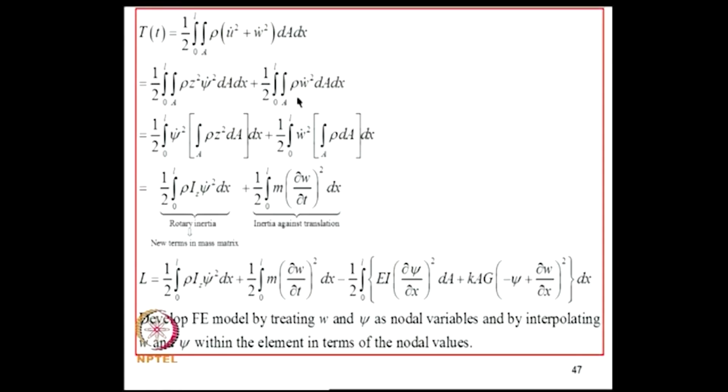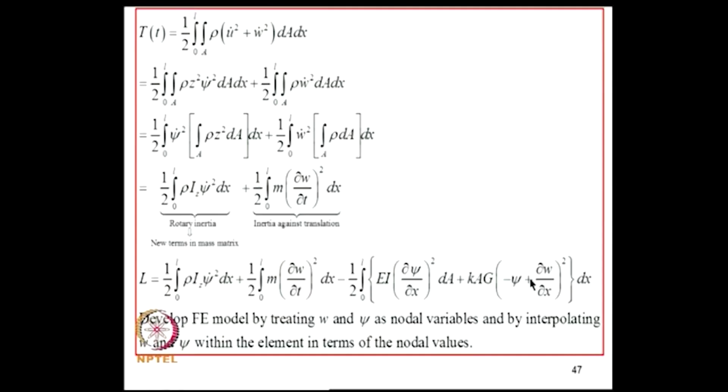Now, we will rearrange these terms and I will put the terms rho z square dA into a bracket, integral over A, and call that Iz, and rho Iz is the contribution to the kinetic energy from rotary inertia. This rho dA is mass per unit length, which we have used earlier. This is the contribution from inertia against translation. So, now the Lagrangian will be in terms of psi and w.